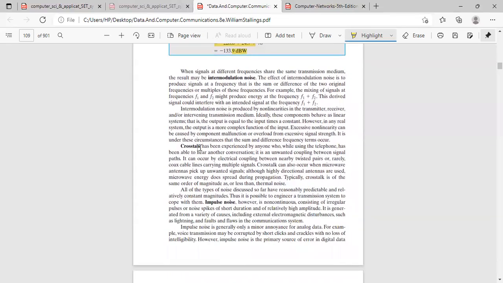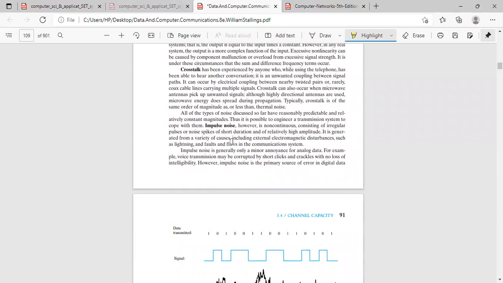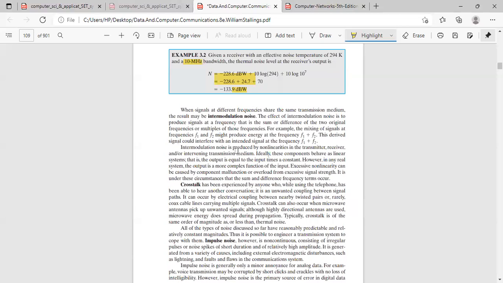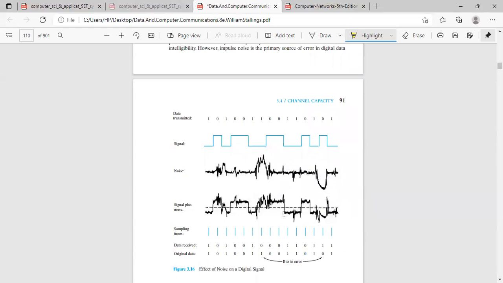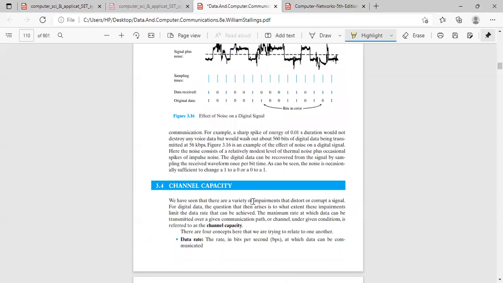Next is crosstalk, which is like someone talking in between while the signal is transmitting. You may hear some other conversation other than yours. That is called crosstalk. And impulse noise is when you experience sharp noises or spikes of noise in between your transmission. So these are the four categories of noises: thermal noise or white noise, intermodulation noise, crosstalk, and impulse noise. These are the kinds of noises you can experience in noisy channels.